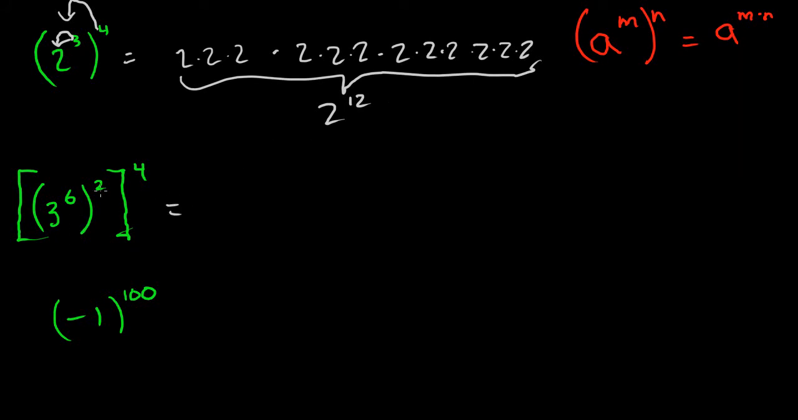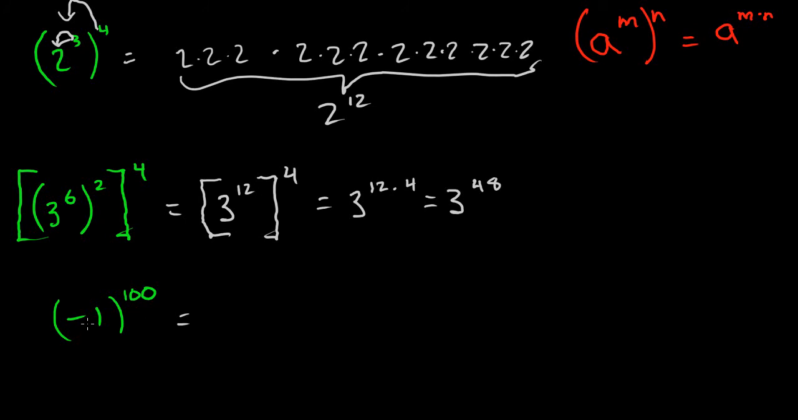(3^6)^2)^4 can also be solved in a similar fashion. And this time I'm going to apply some of the rules that we're seeing here. (3^6)^2 is 3^12. Now I can get rid of these parentheses and just write the brackets again. And (3^12)^4 would be 3^12 times 3^12 times 3^12 times 3^12. So we can get 3^(12 times 4), which equals 3^48.